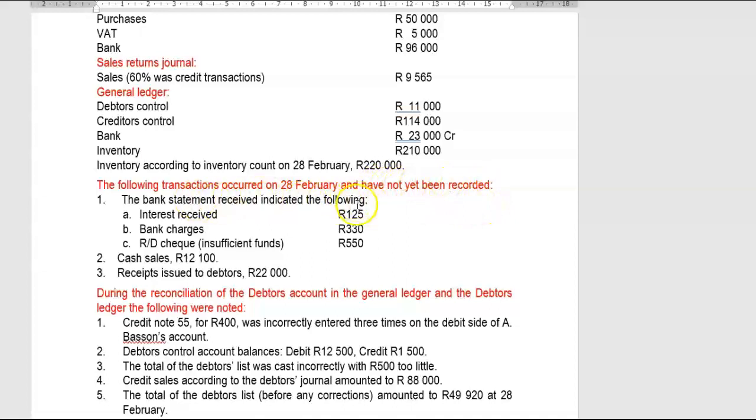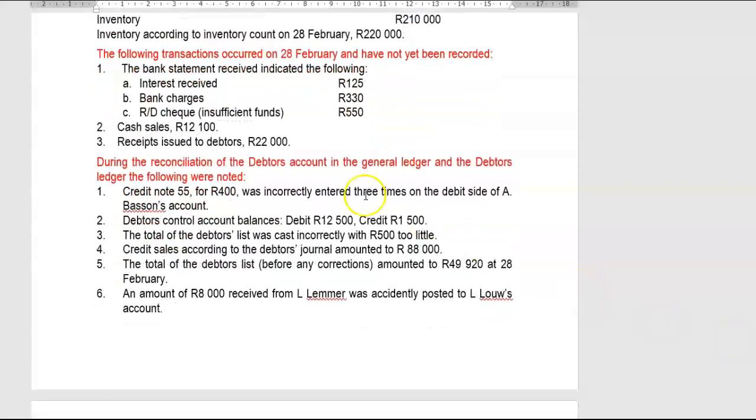The bank statement indicated the following: interest received 125 Rand, bank charges 330 Rand, and then there was an RD check for insufficient funds of 550 Rand, and that must have been from a debtor. Cash sales 12,100 and receipts issued to debtors 22,000.